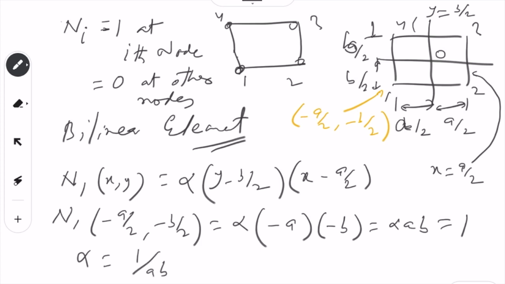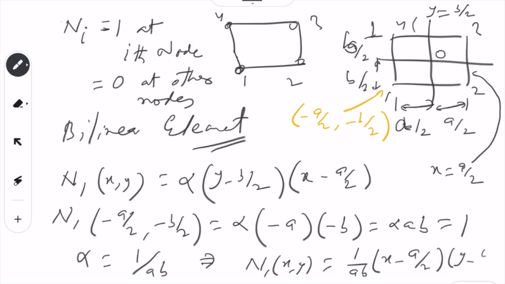So basically what it tells you is that n1 of x, y is equal to 1 over a b times x minus a over 2 and y minus b over 2. So this is what the first shape function is.